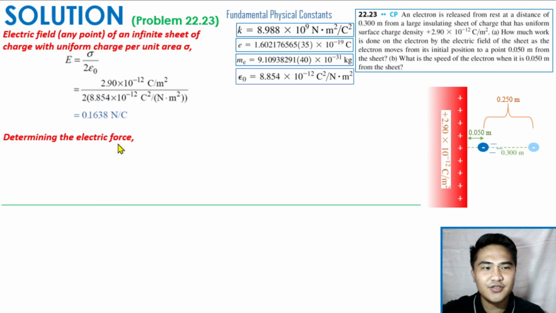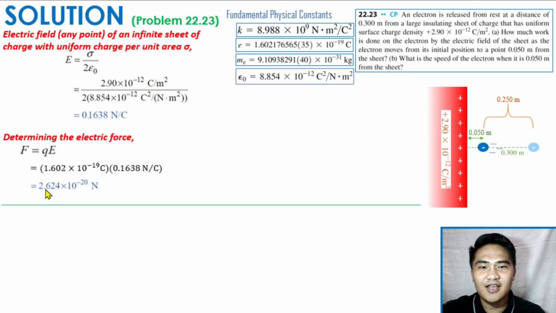Determining the electric force, we have this formula. The electric force is equal to the product of the charge and the electric field. Our charge is this and the electric field value is this. Multiplying these two, we have 2.624 times 10 to the negative 20 Newton.